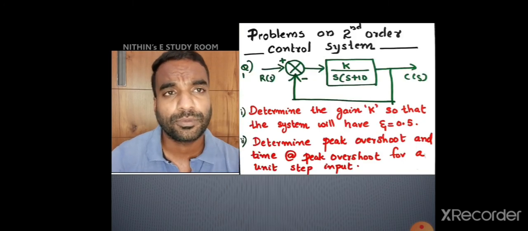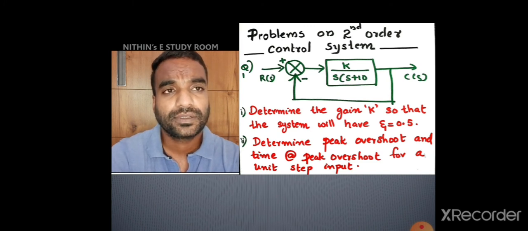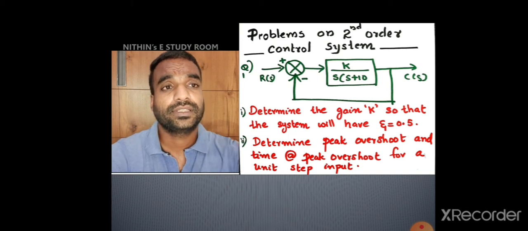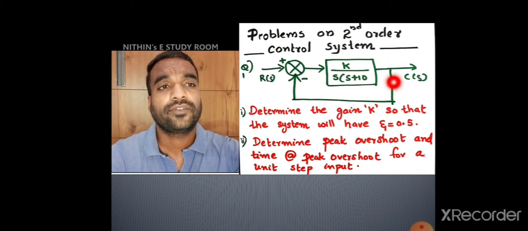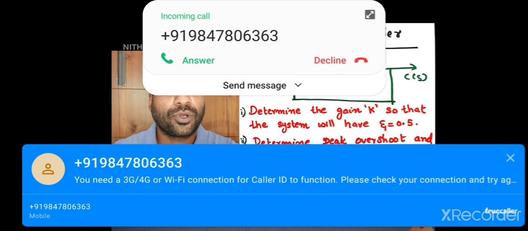So this is the first problem on second order control systems. It is a unity feedback system, because in the feedback loop you are not having anything. Nothing is there in the feedback loop. No blocks are there.